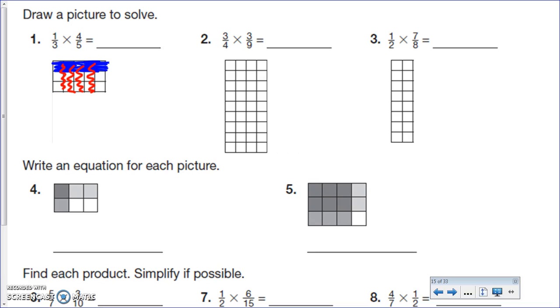Then we look and see how many squares we have total, and we can see there are 15, so that'll be our denominator. And to get the numerator, we look at the number of squares that are shaded twice, and that's 4. So we get 4/15, which cannot be simplified.